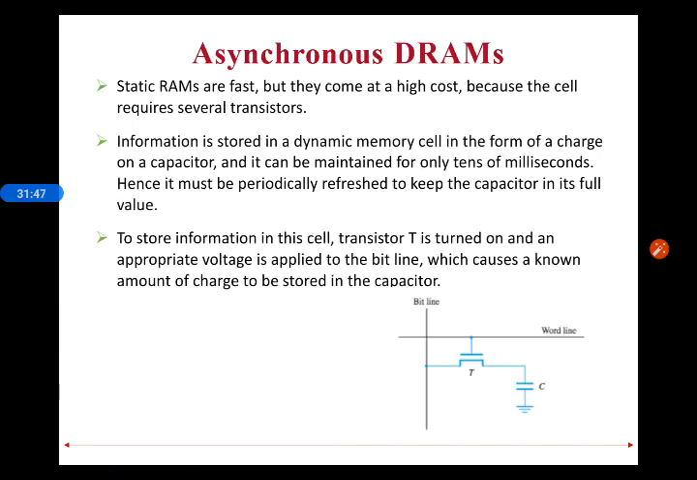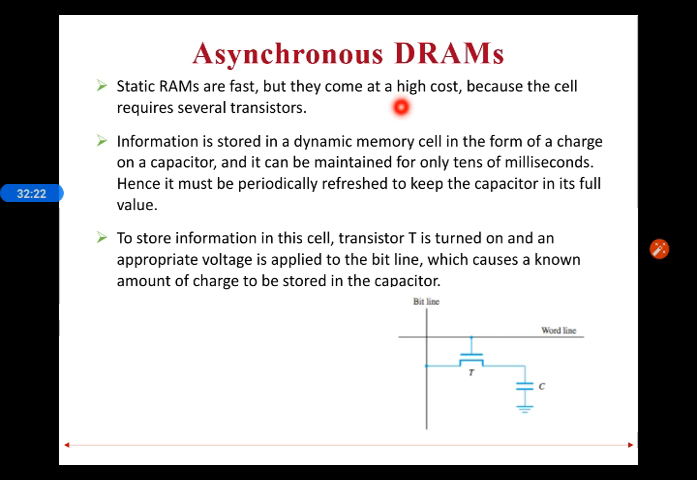Okay, now we will go to the next one, which is called asynchronous DRAM, dynamic RAM. Static RAMs we have seen are fast, but they come at high cost because the cell requires several transistors. Because of the presence of so many transistors, the system becomes more costly. That is the problem with static RAM.